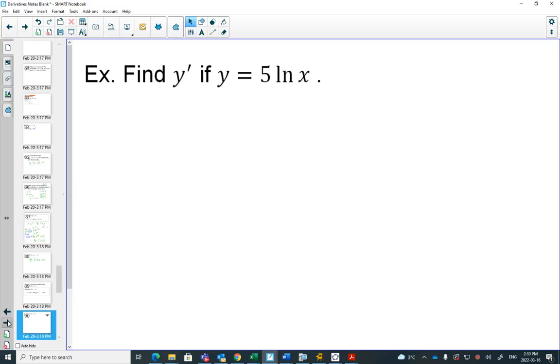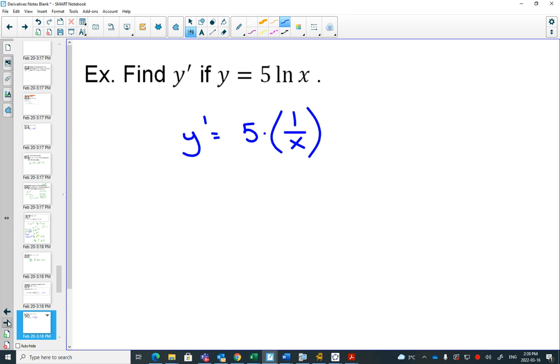So if you have 5 times natural log of x and you were taking its derivative, it's going to be 5 times 1 over x. Again, I don't need to do a product rule here because the 5 is just a number. And of course, you could write this as just 5 over x.